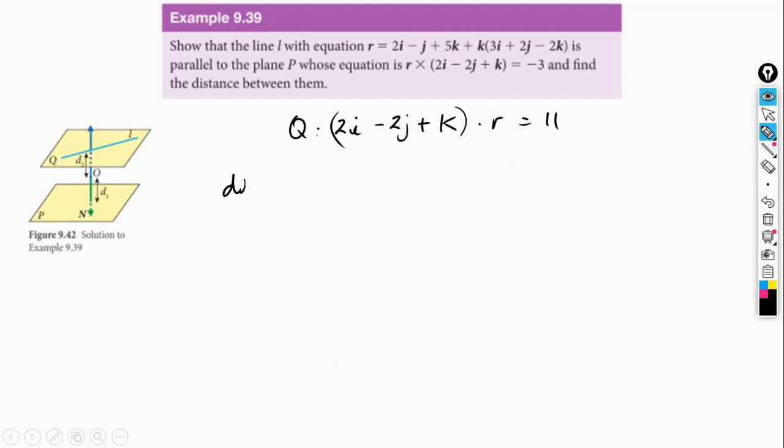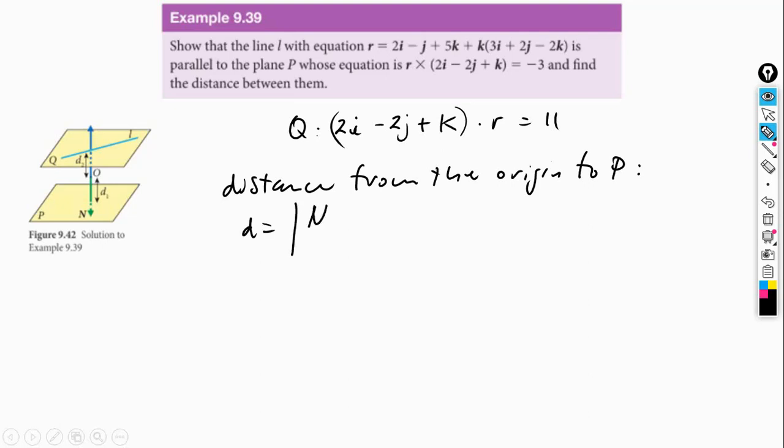So the distance from the origin to P is going to be, remember, the absolute value of the normal dot product R sub 0 divided by the magnitude of n. And here we're going to get 3 over the square root of 2 squared, which would be 4, plus negative 2 squared, which is 4, plus 1 squared, which is 1. And this is just going to be 3 over 3, which is 1.